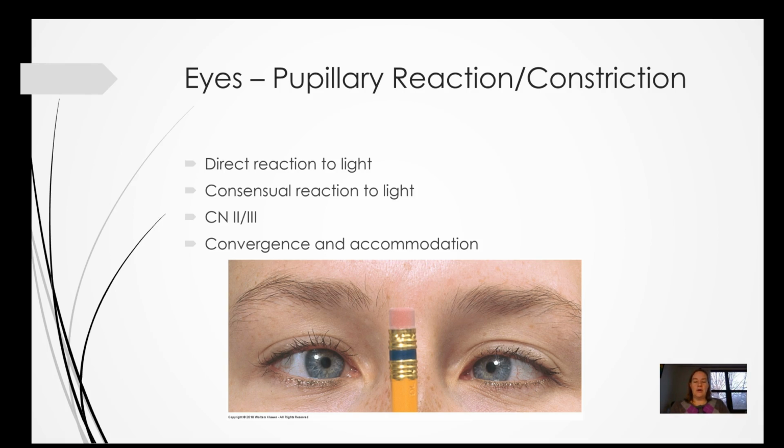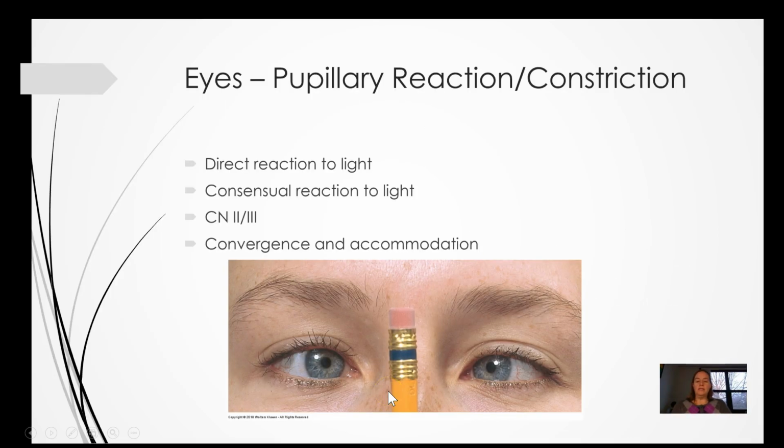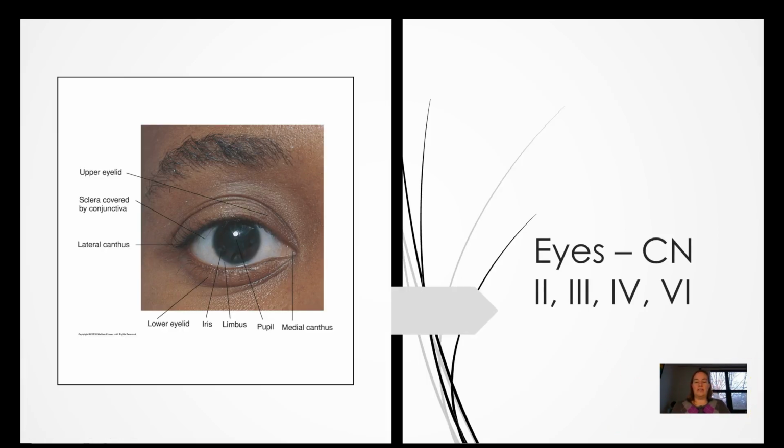Okay, so when we do our extraocular eye movements and we're doing that nice H pattern and we're saying, okay, follow my finger. Okay, now I'm going to come at you. This is the accommodation piece and the convergence that we can finally document that PERRLA is intact.